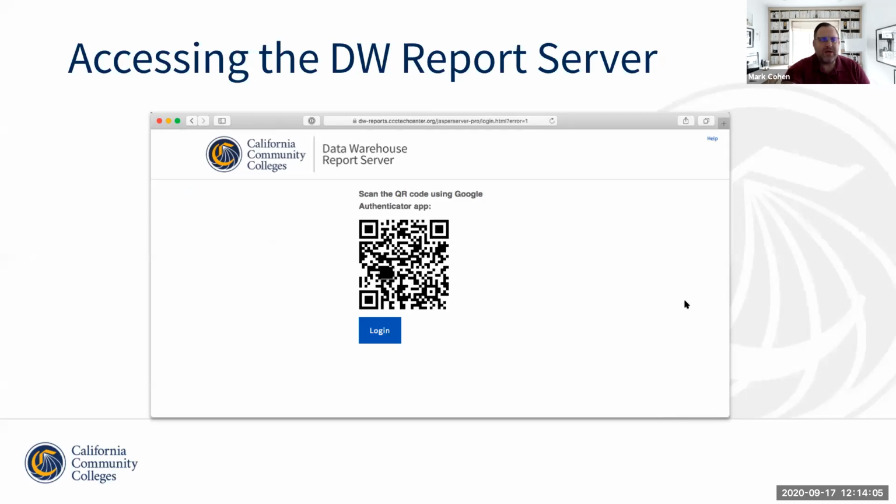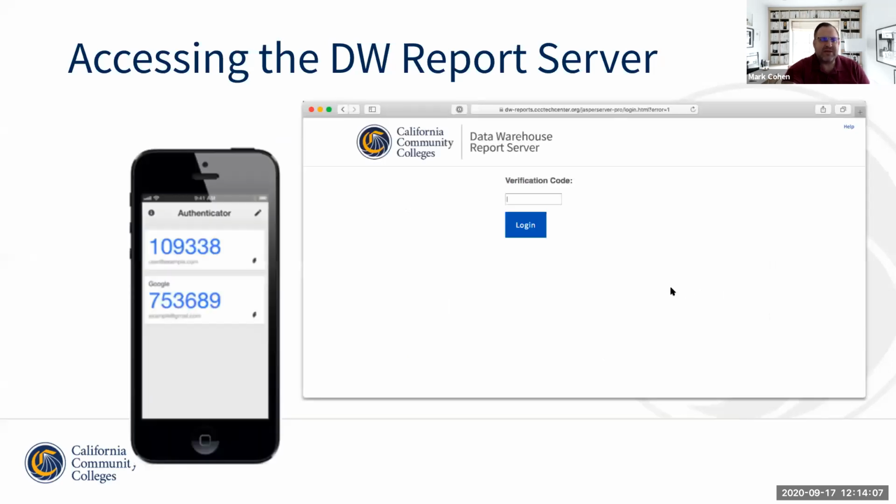Once that one-time process takes place, this allows a time-sensitive verification code to be generated from a third-party authenticator, such as Google Authenticator. And then this code is used along with the username and password to assure the identity and secure the data that's supported in the data warehouse through the report server.